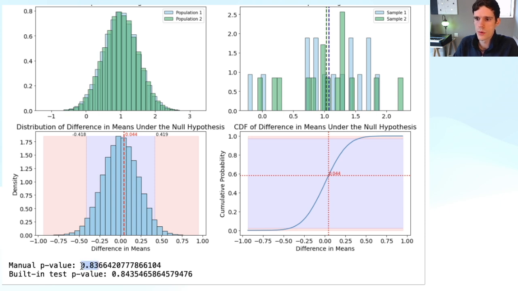So 0.83 for the manually computed p-value and 0.84 for the built-in function, meaning that roughly 84% of all of the data in this distribution is more extreme than our value. So we didn't get an extreme value at all. And thus in this case, the p-value allows us to get to the right conclusion by not rejecting the null hypothesis.